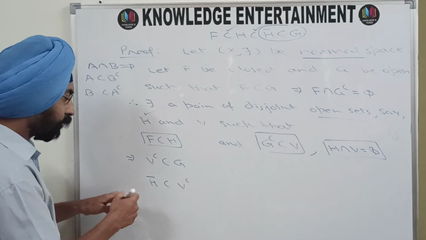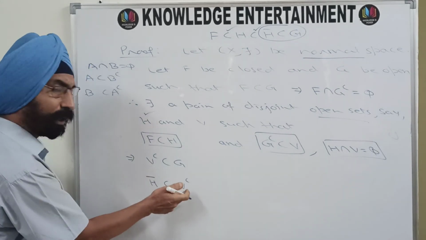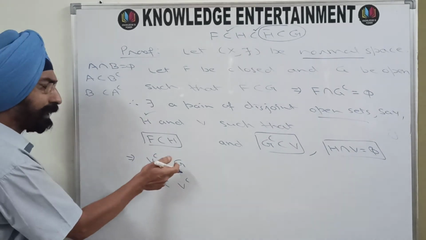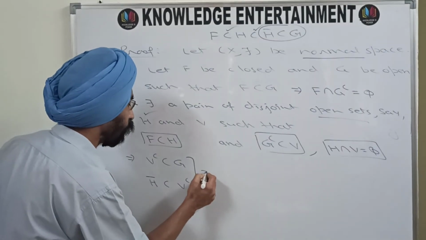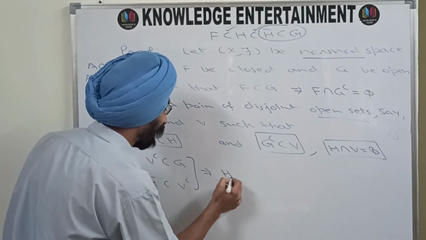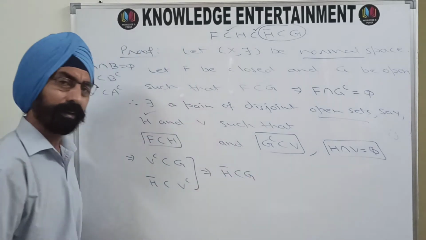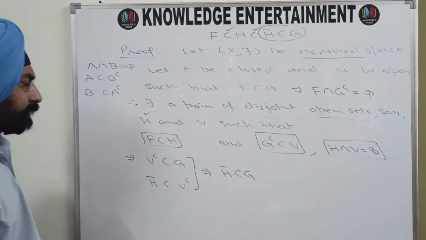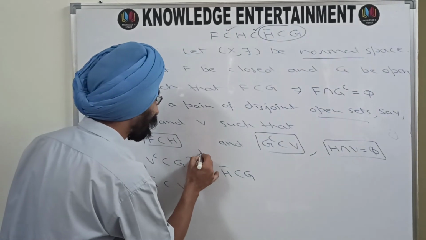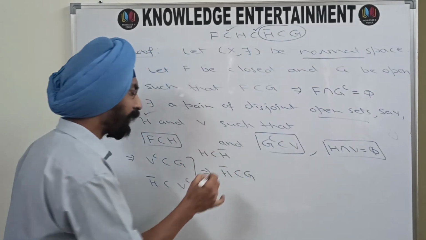Now, H bar is a subset of B complement and B complement is a subset of G. From these two, you can directly say that your H bar is a subset of G. Your H bar is a subset of G. I have told you that H is always a subset of H bar.